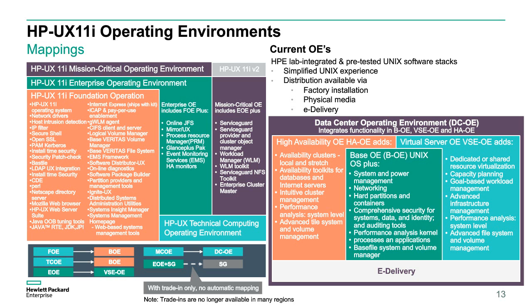So when we moved to 11i v3, we moved to the latest OEs shown on the right-hand side, and we also included some extra functionality with each one of these OEs. So we start off with a base OE, and then we could either layer on top of that HA OE, which gives you all the Service Guard functionality, or Virtual Server OE, which gives you all the virtualization capabilities.